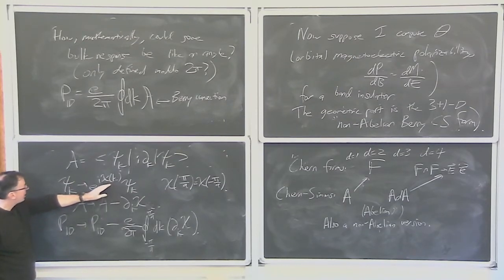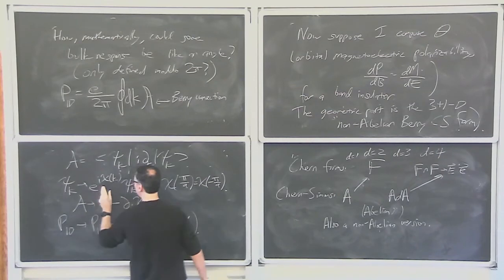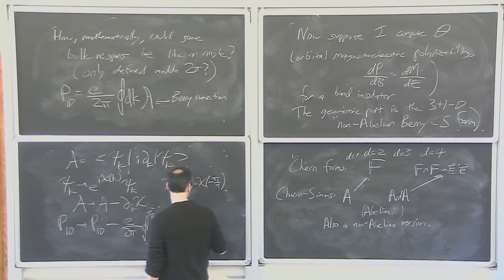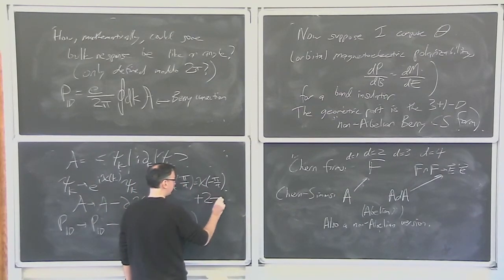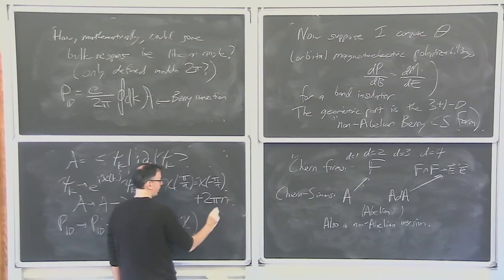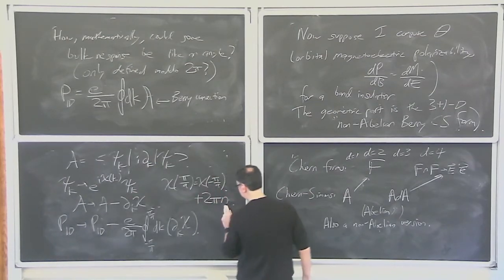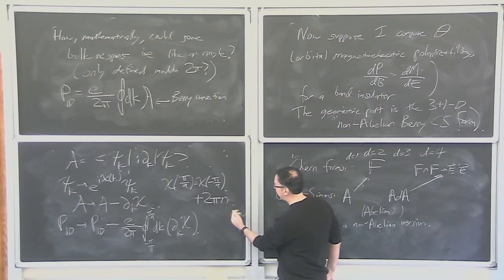Because note, the requirement should be that I get the same phase factor at k and k plus 2 pi over a. In other words, it should have the periodicity of the Brillouin zone. But because the only physical thing is this exponential, I also have this possibility. And if n is not equal to 0, then we say that the gauge transformation has a winding number. That's a large gauge transformation.